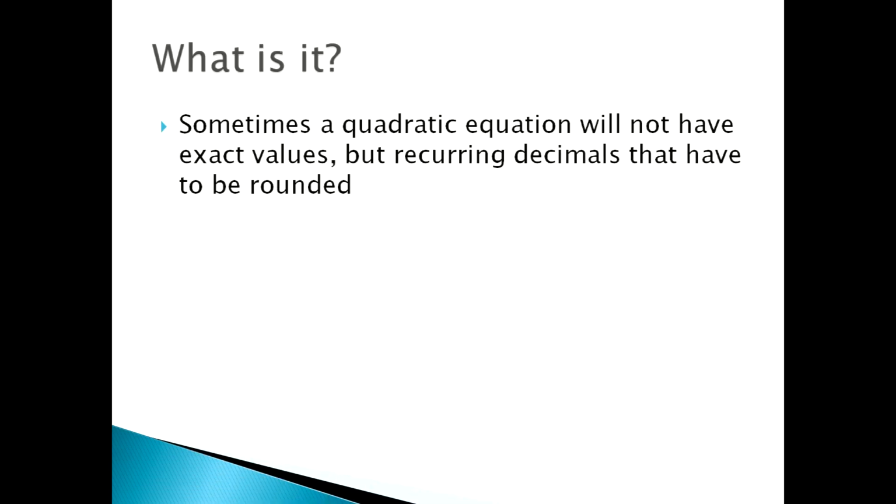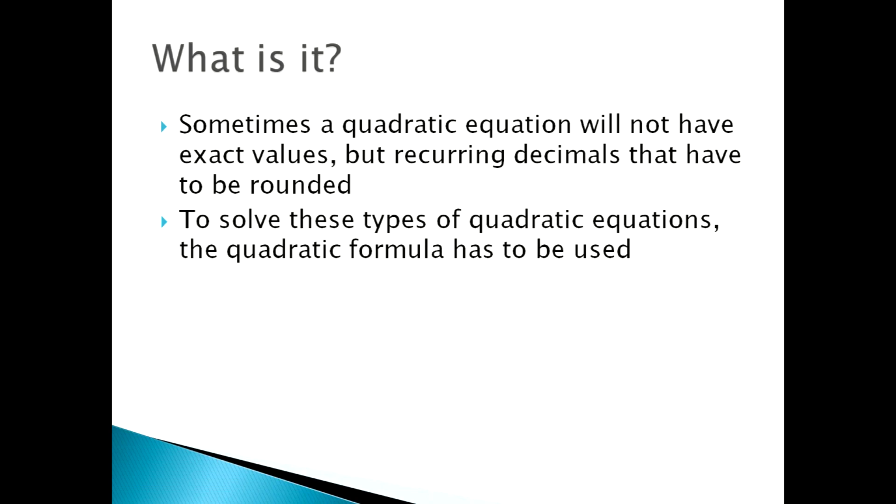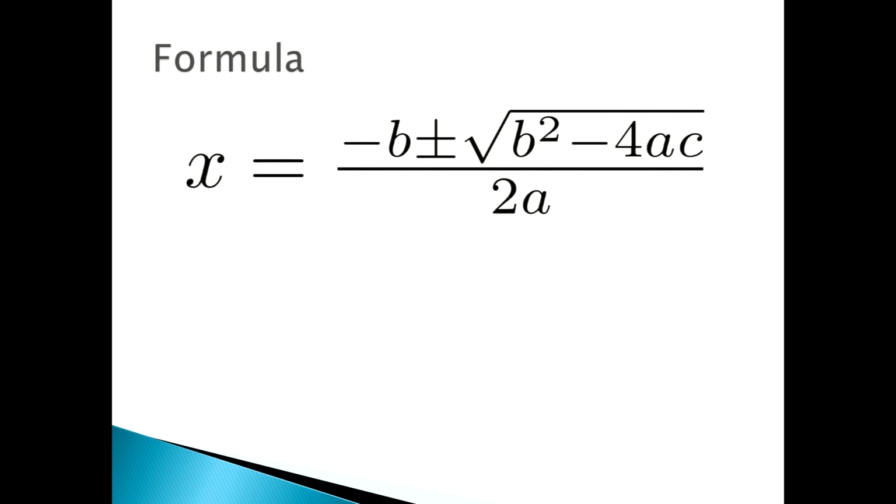What is the quadratic formula? Sometimes a quadratic equation will not have exact values but recurring decimals that have to be rounded. To solve these types of quadratic equations, the quadratic formula has to be used. So what is the formula? x equals minus b plus or minus the square root of b squared minus 4ac, all over 2a.